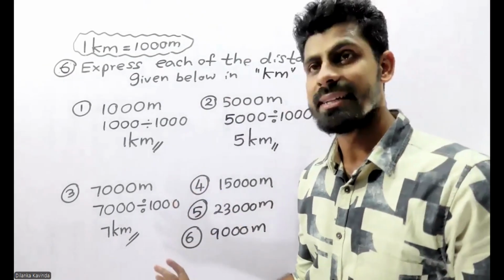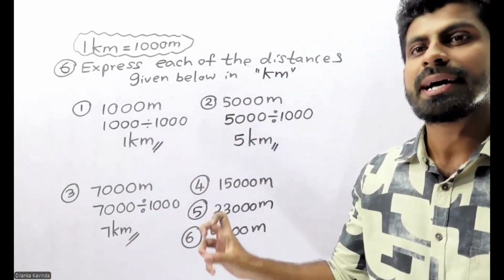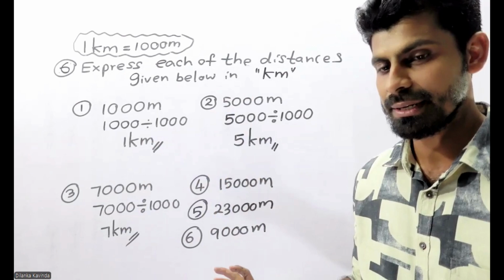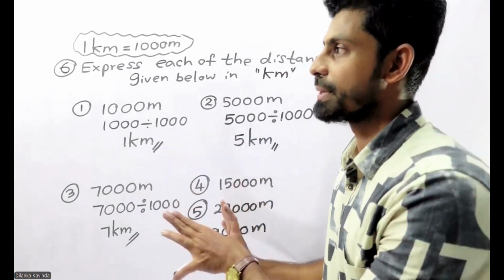Here in the video, it is easy to convert to kilometers. You need to divide by 1,000. That means the last 3 zeros should be cancelled out. Quickly do this one.